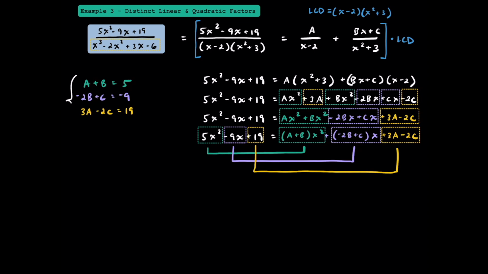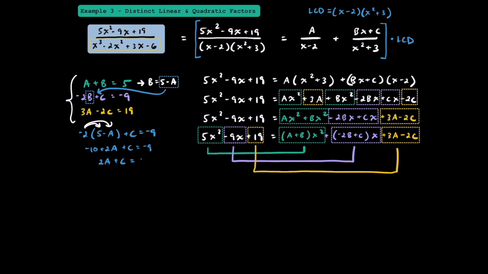Now let's see if we can solve this system. Rewriting this top equation, we can say that b is going to be equal to 5 minus a. Since b is equal to 5 minus a, we can substitute that into the second equation here. In doing so, we're going to get negative 2 times the quantity of 5 minus a plus c is equal to negative 9. Distributing this negative 2 here, we can say that negative 10 plus 2a plus c is equal to negative 9. Adding 10 to both sides, we can say that 2a plus c is going to be equal to positive 1.